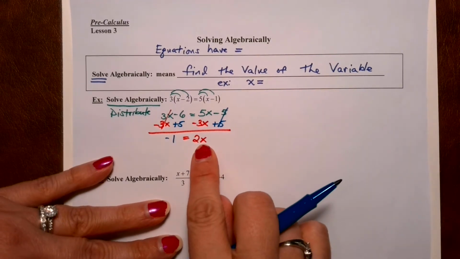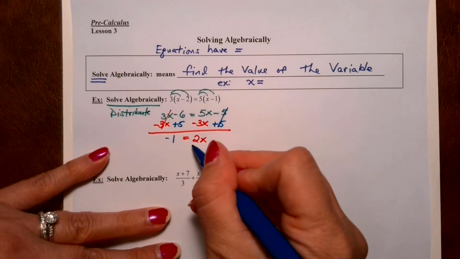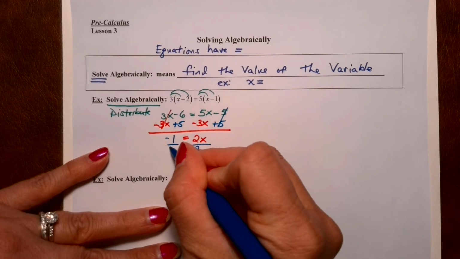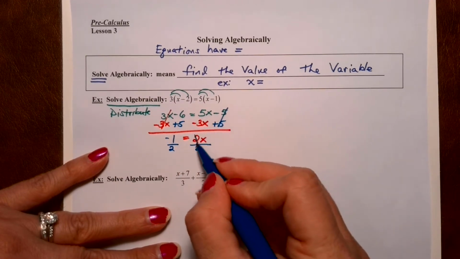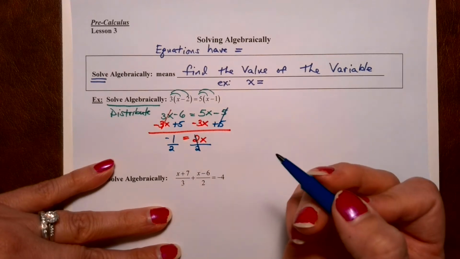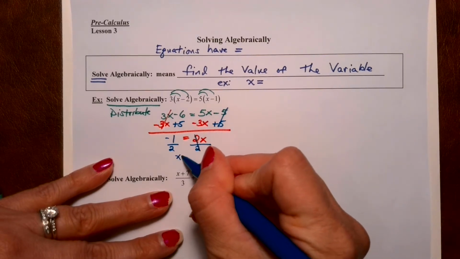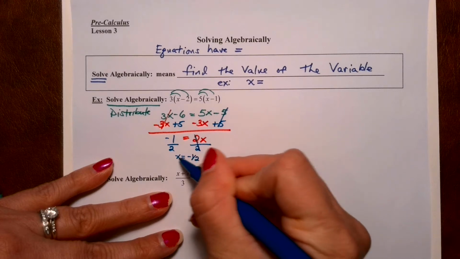Okay, now we have to get x alone. So the last step would be to divide both sides by 2. Okay, and it's fine if the variable is alone on the right. We can switch it around if you like. And x is equal to -1/2.